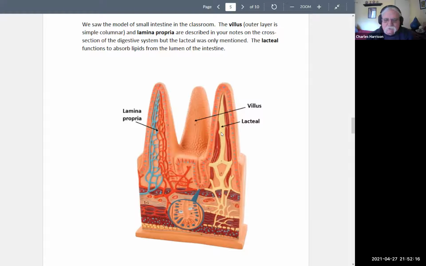The lacteal is there as a vessel to absorb lipids. Lipids have to be broken down first, emulsified, and then the lacteal can take them up.